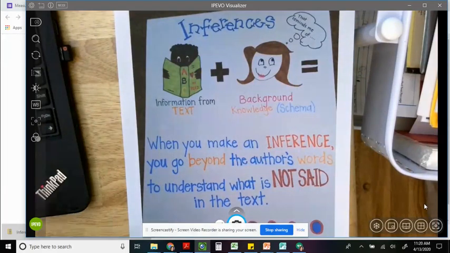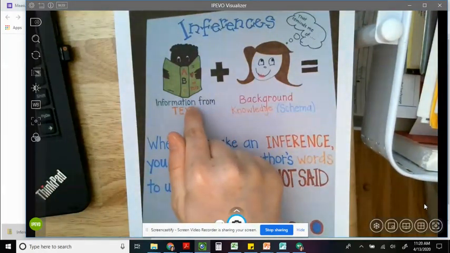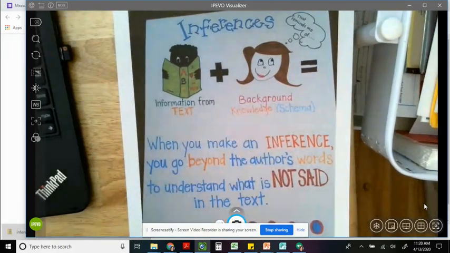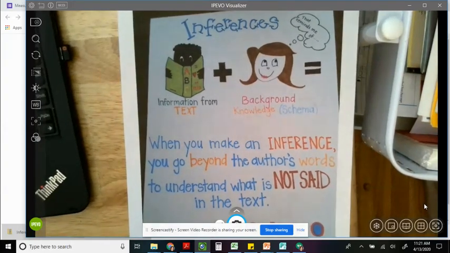So when we make inferences, we are detectives within our reading. And we take what the author told us. In Cedric's book, there were hamster footprints nearby where the hamster had been before it disappeared. And we take our background knowledge. What do we know? Well, we know that creatures, people, animals leave footprints when they walk.